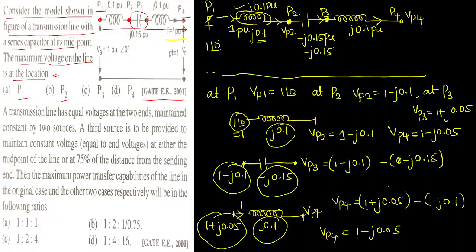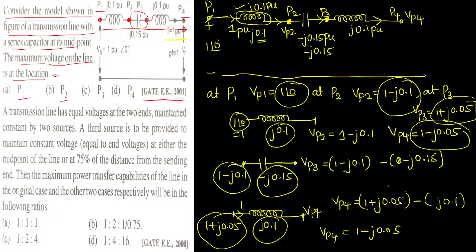Now among all these values, what do you have to find? You have to find out the maximum voltage. What is the maximum voltage here? At point 1 we have only 1. At point 2 I have 1 minus j0.1. At point 3 we have 1 plus j0.5. At point P4 we have 1 minus j0.5.